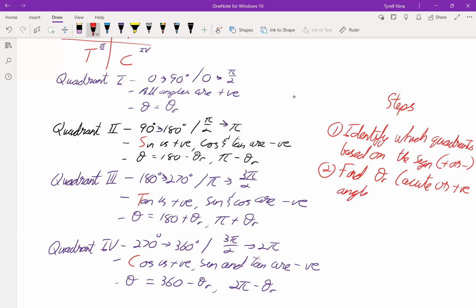Now, I use the word acute because I know Mr. Romeo taught it as the acute angle, right? So that's just for students in her class as well, right? I usually say theta r is a positive angle, so no matter what, it will always be positive, right? 3, use formulae to solve, right? Per quadrant.